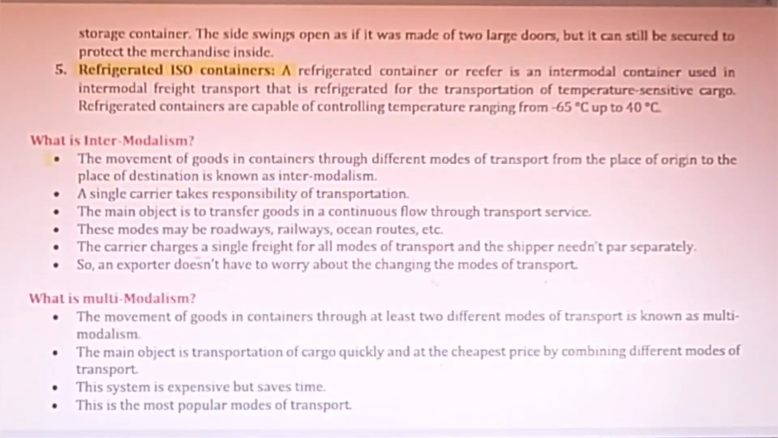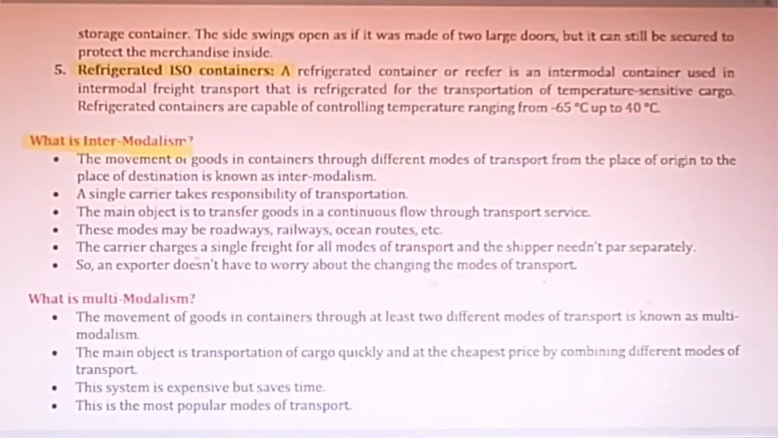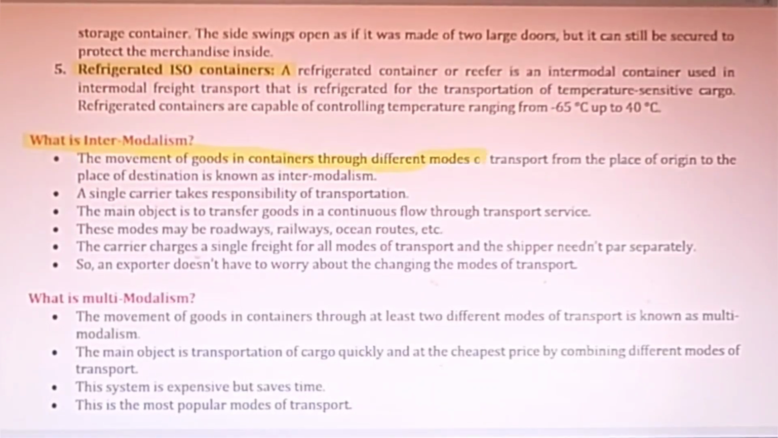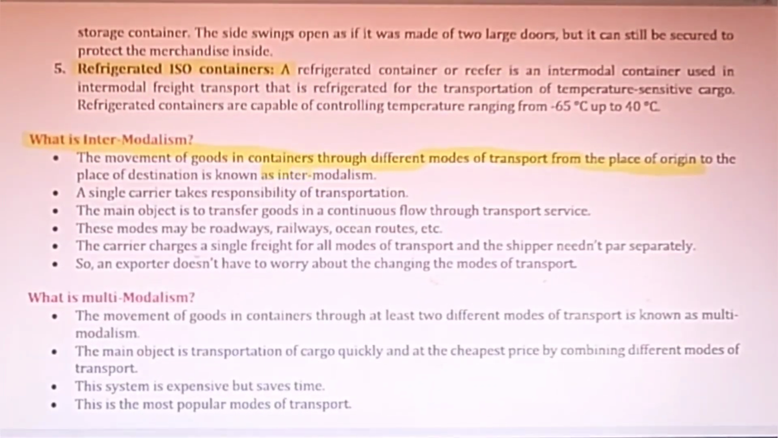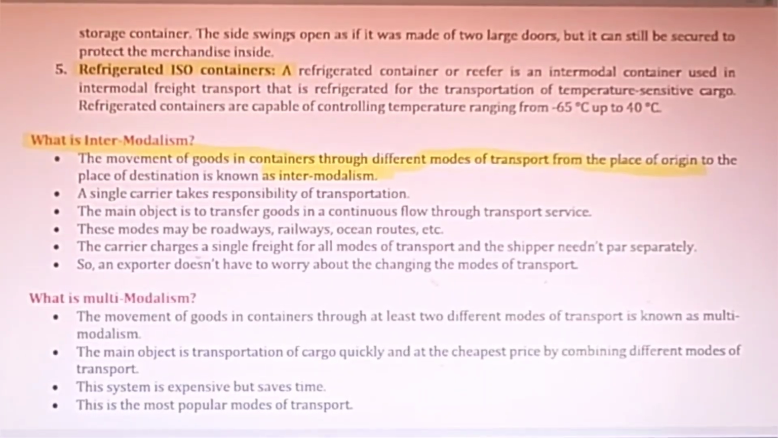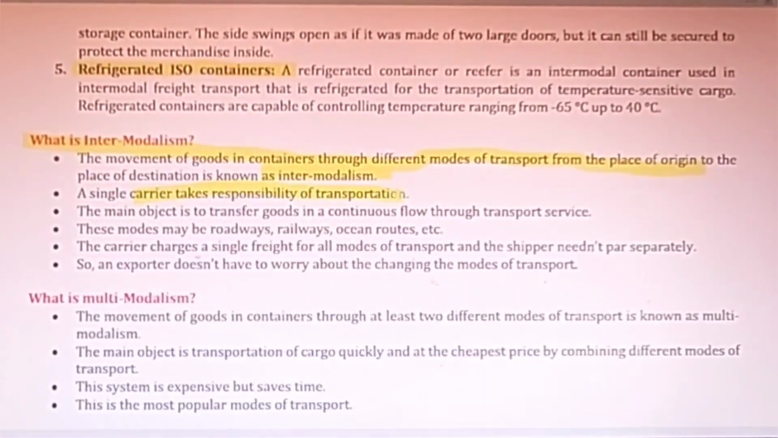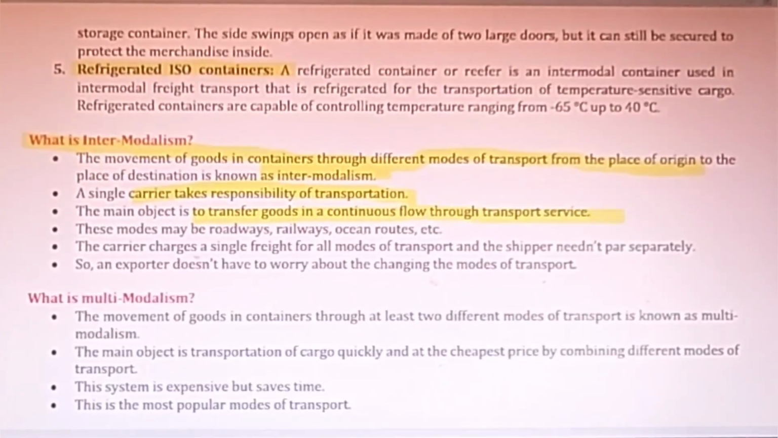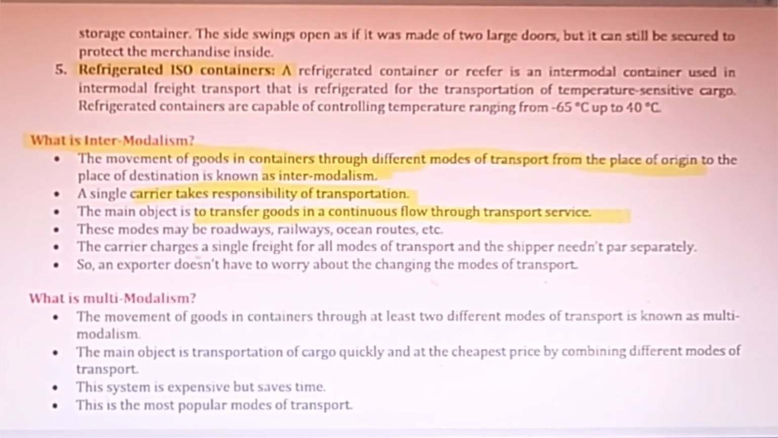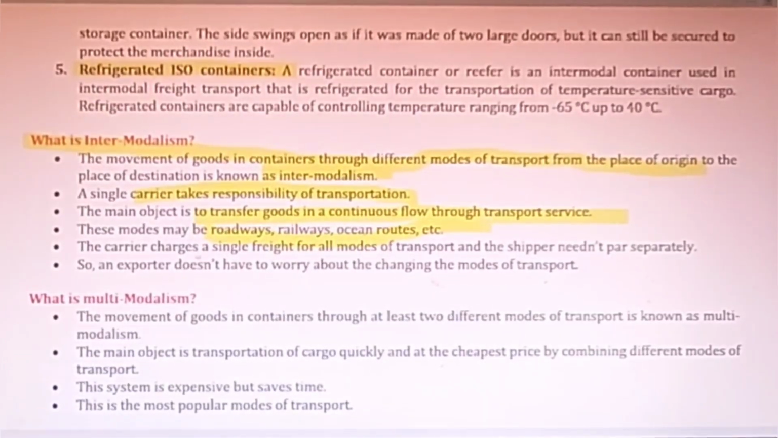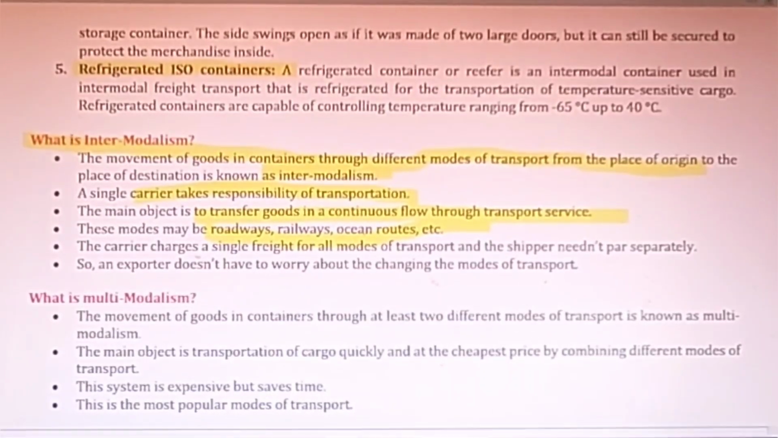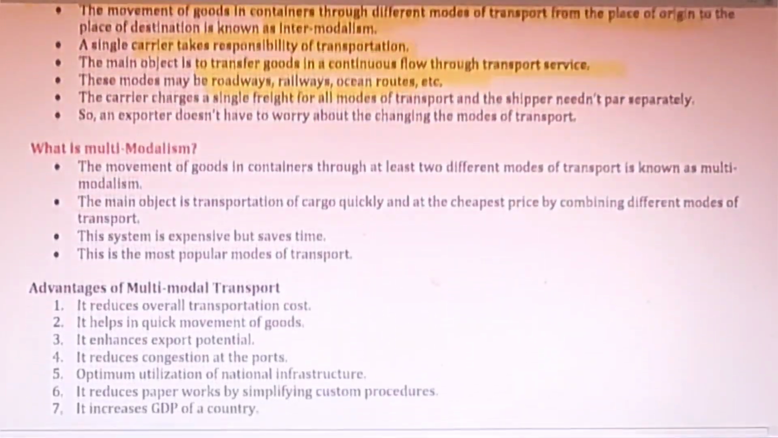Okay. The next topic is what is intermodalism? The movement of goods in containers through different modes of transport from one place to other is called intermodalism. And a single carrier takes all the responsibility of transportation. The main object is to transfer goods in continuous flow through transport services. And these modes may include roadways, railways, ocean routes, or air, right? And multimodalism, just now I explained to you about this.